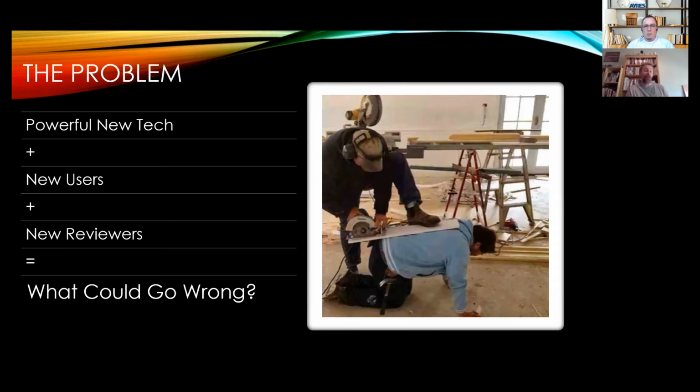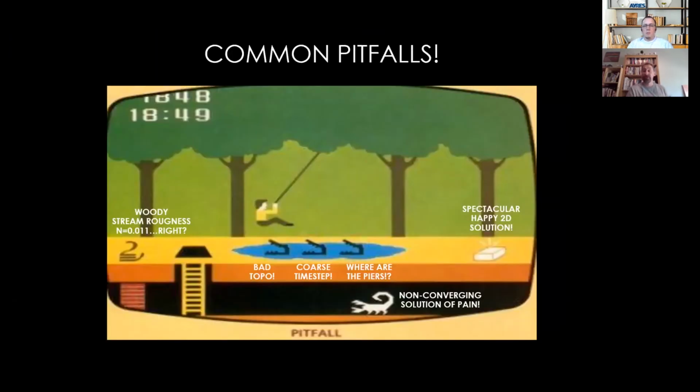Do I, as a reviewer, know how to manipulate that model? Do I know the common pitfalls? Can I tell, as a reviewer, if a stable solution was ever reached? So, a new technology with new users and new reviewers. What could go wrong? Well, indeed, what could go wrong? Well, plenty could go wrong.